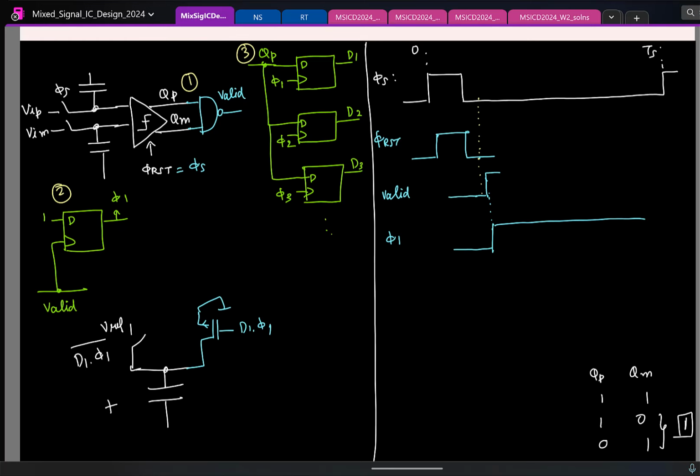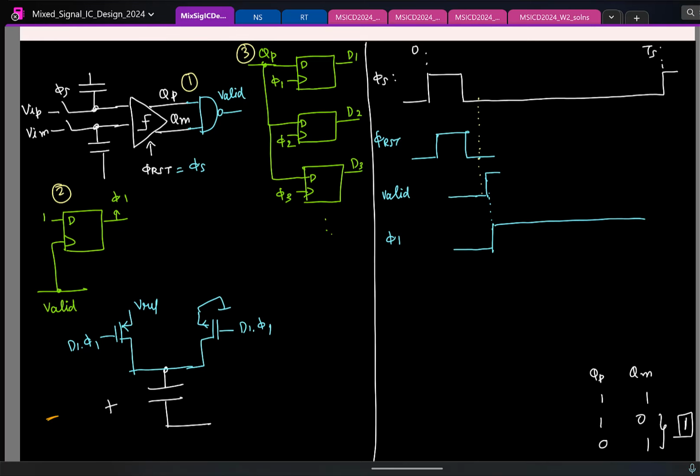VREF is basically VDD, so that you do with PMOS. So the control signal to the gate will be complemented for the PMOS. So as of now it is D1 phi1 bar. To the PMOS I will feed D1 times phi1 bar. So this is basically VREF. Fine. So this is in the positive side.